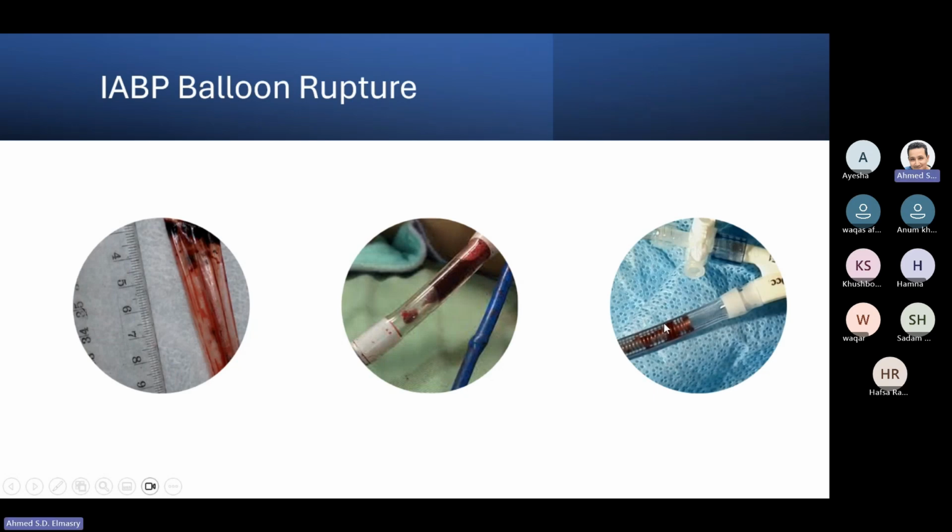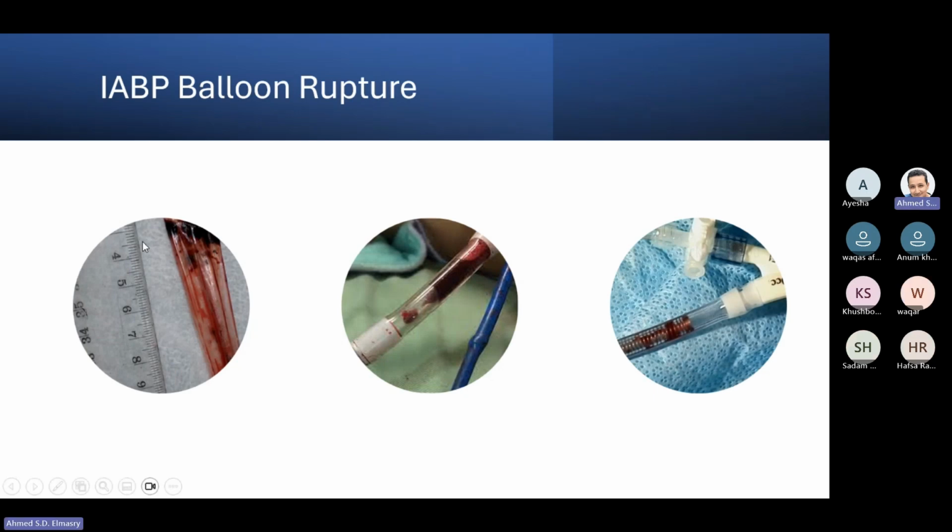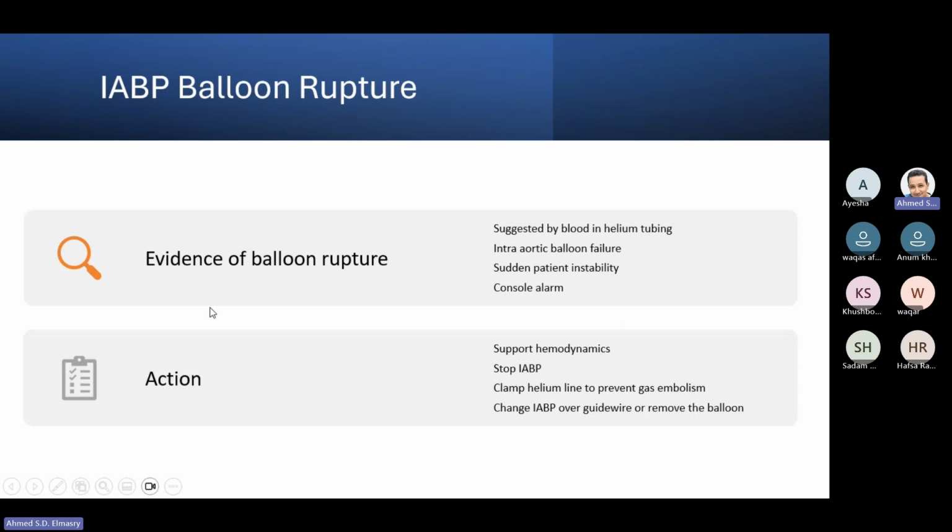Going to the next troubleshooting, which is intra-aortic balloon rupture. If you have a ruptured intra-aortic balloon, you will find blood either in the tube of the intra-aortic balloon, the helium tube, or inside the balloon itself once you remove it. So what is the evidence of balloon rupture? It will be suggested by blood in the helium tubing, and the intra-aortic balloon will not work. It will go to standby, and suddenly the patient will have hemodynamic instability, and you will find the alarm in the console.